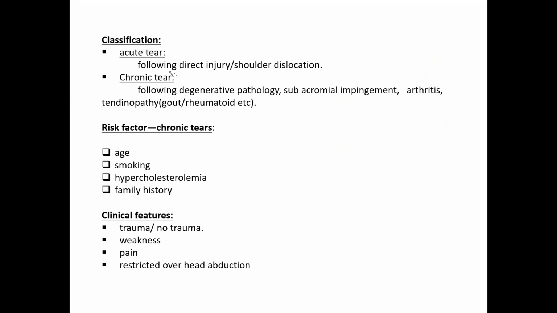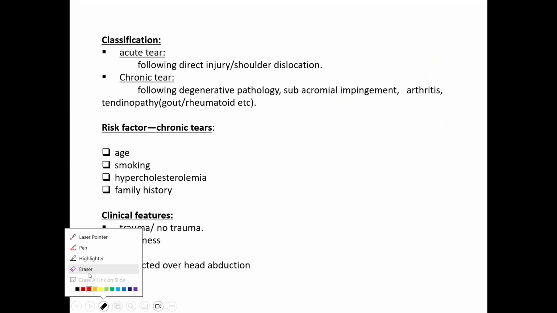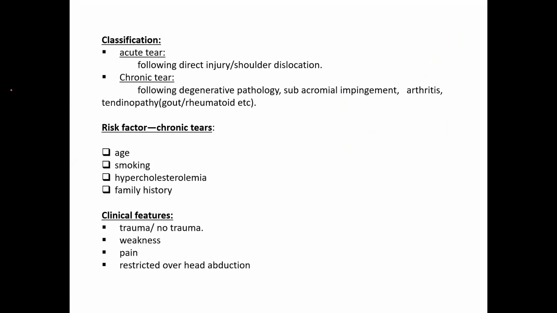So how will you classify depending on the duration, I mean the presentation of the patient to you after the injury? We have two. One is acute tear. Immediately after the injury, the patient has an injury to the rotator cuff. It may be a direct shoulder injury or following a shoulder dislocation.